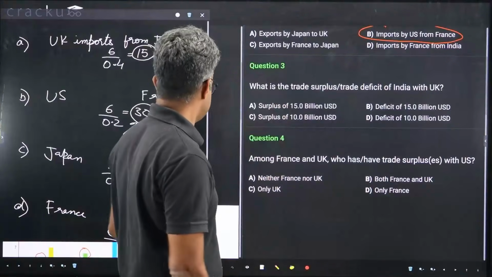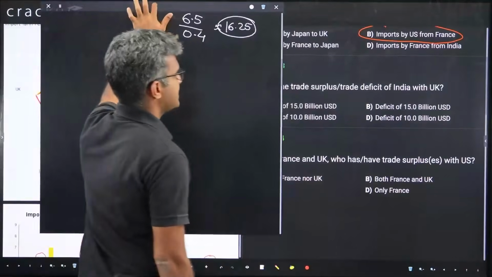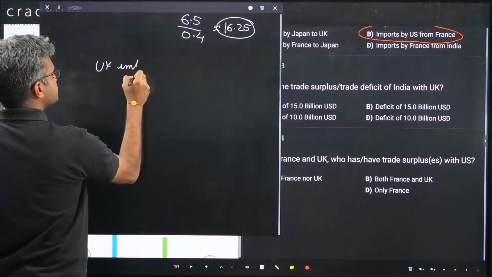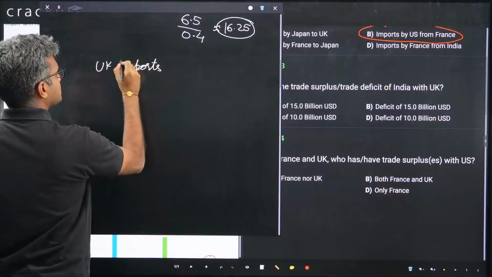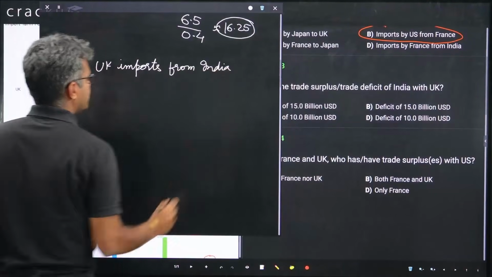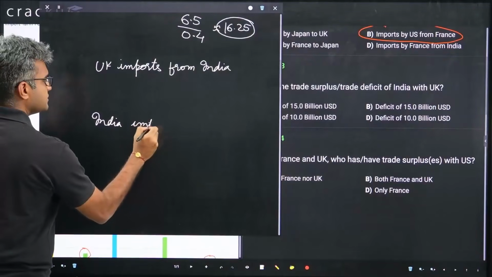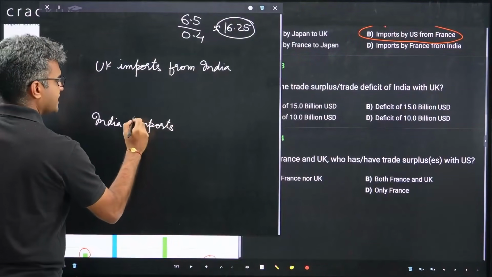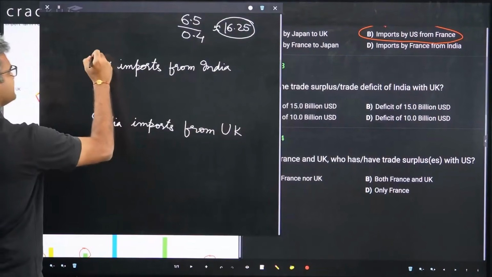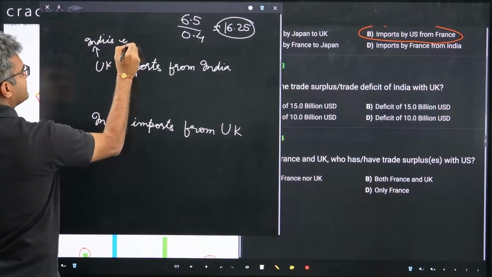What is the trade surplus or deficit of India from UK? So let us calculate basically UK imports from India. Let us also calculate India imports from UK. We will calculate both of them. The first one is basically India's exports. That will give us an idea of the trade deficit.